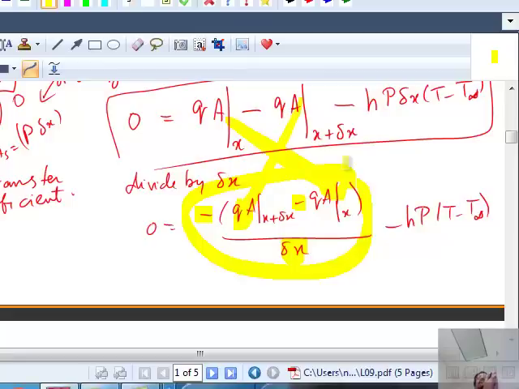Yeah. I've forgotten some of the very fundamental things you learned in calculus. Q(A) at x minus Q(A) at x, now that gives you zero. Will it give you zero? That's a good question. Okay, let's review calculus now.